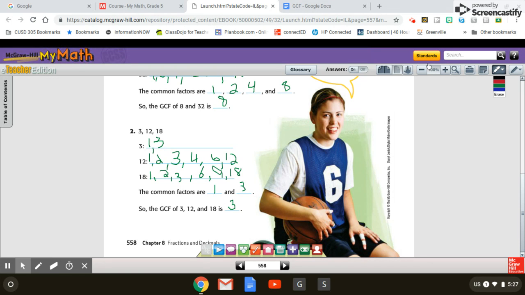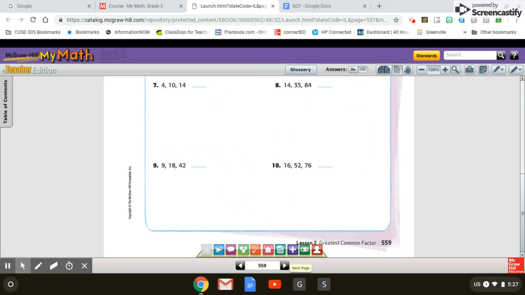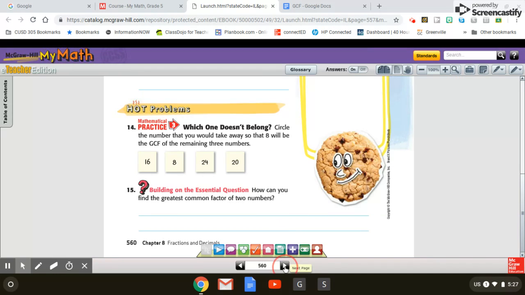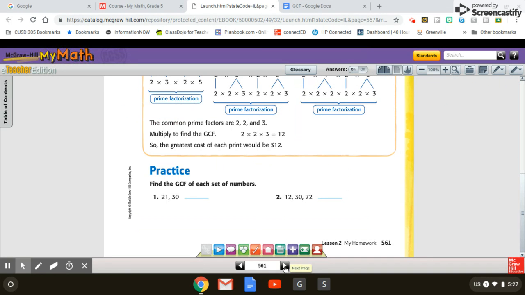Okay? All right, let's go to the next page over here. We're going to skip ahead to number 20, or this page here, which is page 561. And I want you to do number 1. I want you to do it both ways, with factor trees and without. So go ahead and pause it and do that.